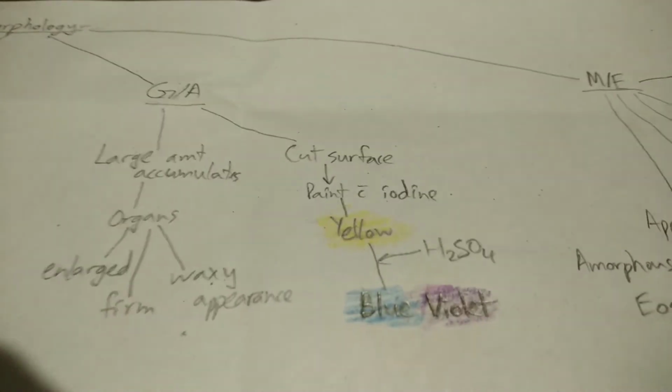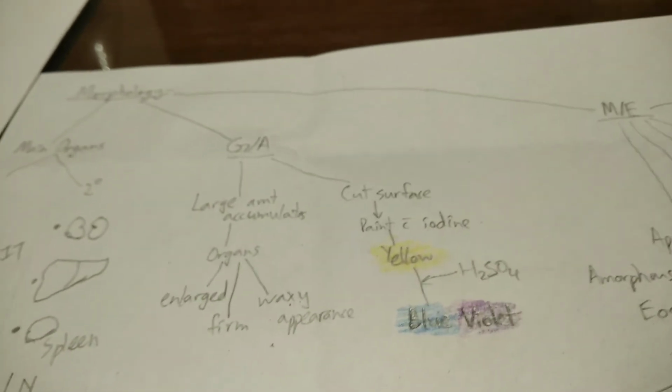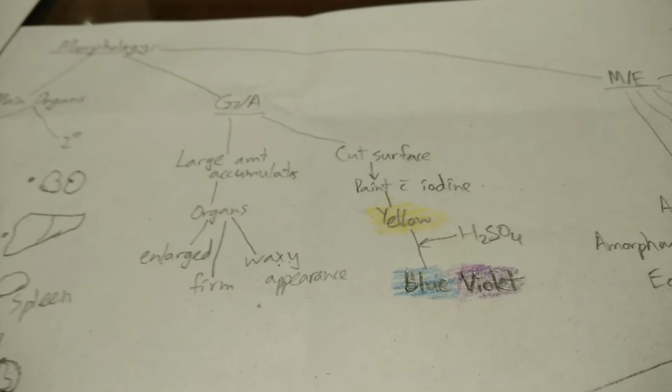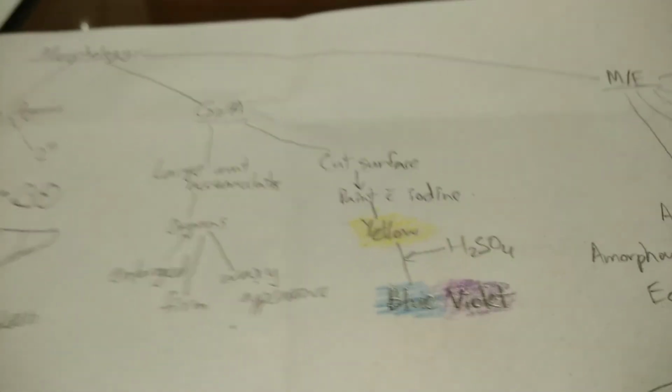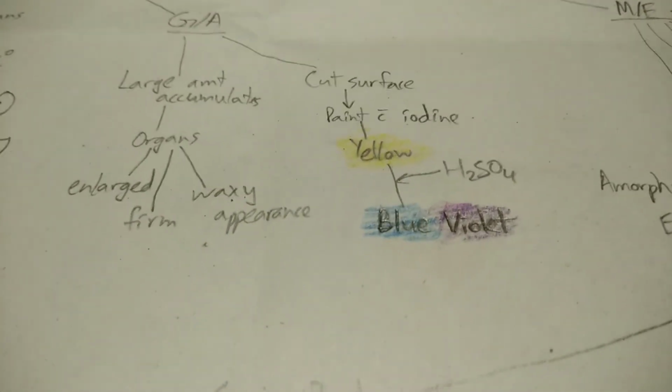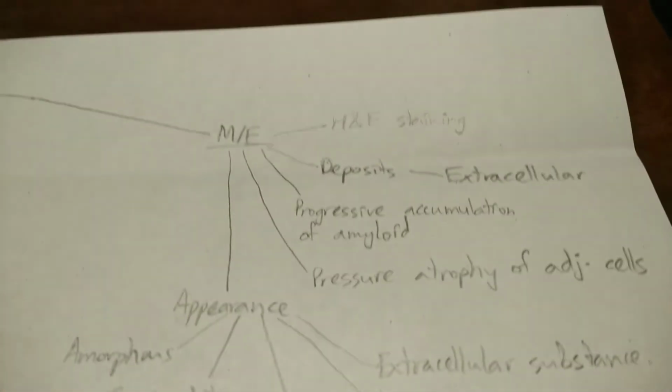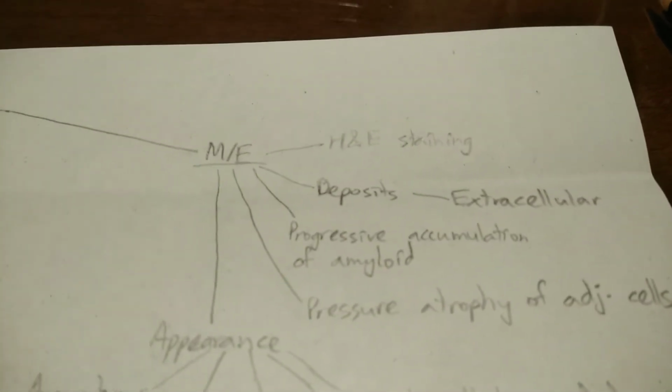The cut surface of these organs shows the waxy appearance, and when you paint the surface with iodine, it turns yellow. The moment you add sulfuric acid, it can turn either blue or violet in color. Now, on microscopic examination, you find with eosin and H&E staining.